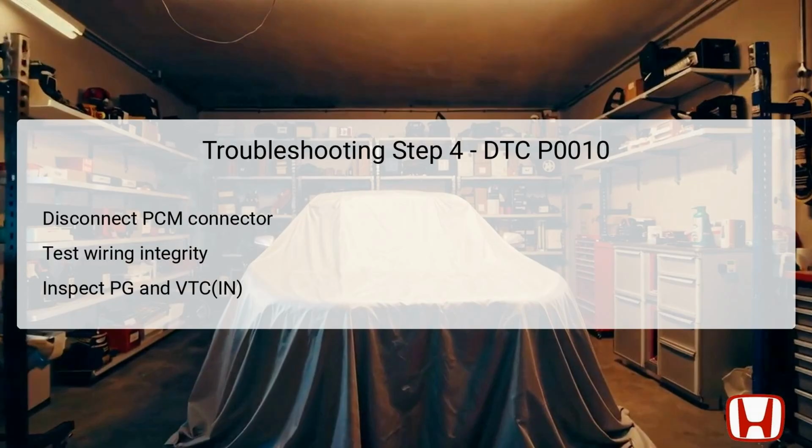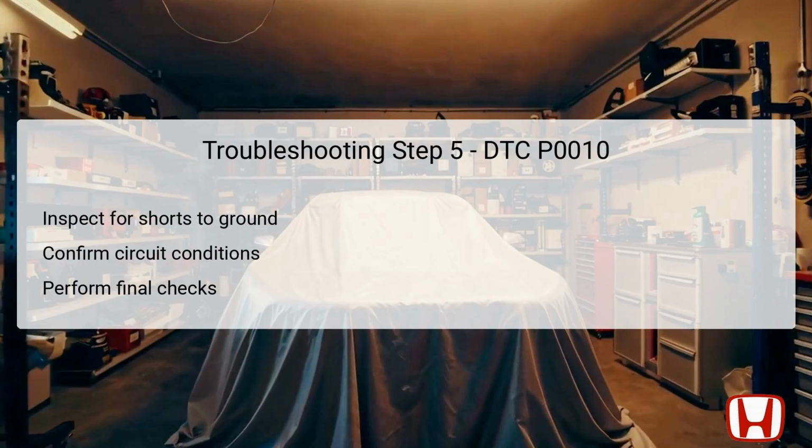The fifth step in the troubleshooting protocol involves checking for any shorts to ground within the VTC inline. This is vital because a short could prevent the VTC solenoid from receiving the necessary electrical signals to operate correctly. You should test the line while it remains disconnected from the PCM.